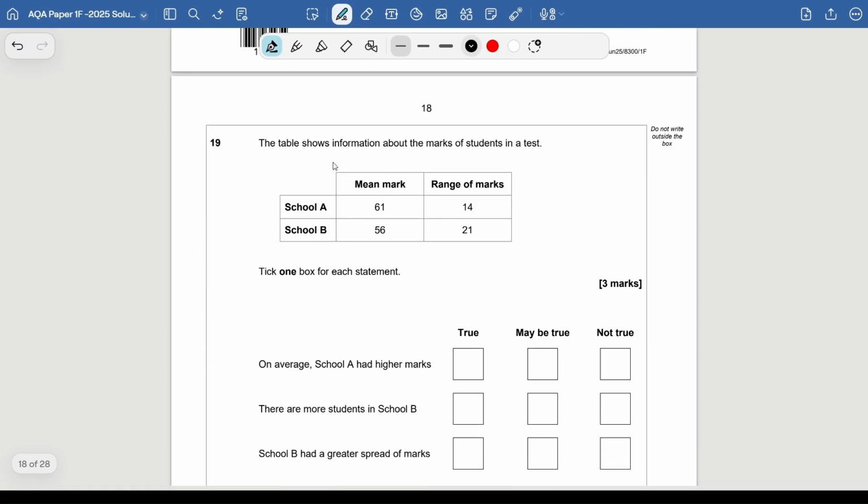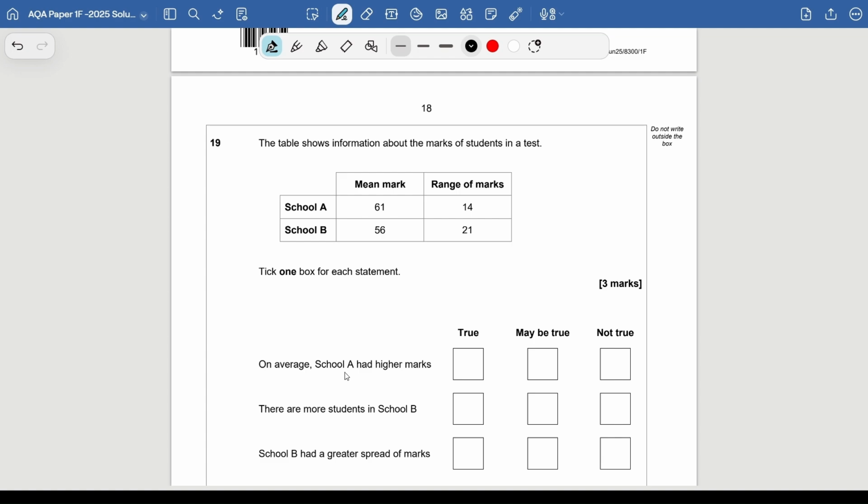The next question. The table shows information about the marks of students in a test. There is a school A whose mean mark for the particular subject is shown here. 61 is the mean mark for school A, and the range of marks is 14. For school B, the mean mark, that is the average of all the marks scored by students divided by the total number of students, is 56 here, and the range here is 21. Now tick one box for each statement.